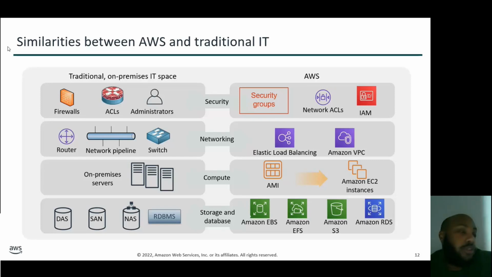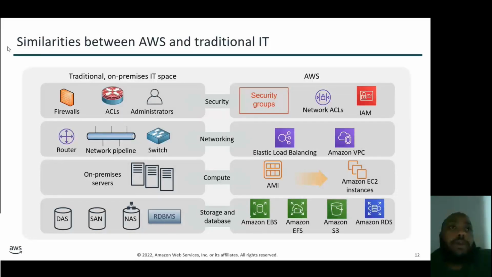Now you'll have your servers, like we said before, on-premise servers, but then you would move into EC2 instances. EC2 stands for Elastic Compute, and that is basically a computer, but instead of having a physical computer, you have that computer in a virtual world that is managed by AWS, somewhere sitting in one of those data centers.